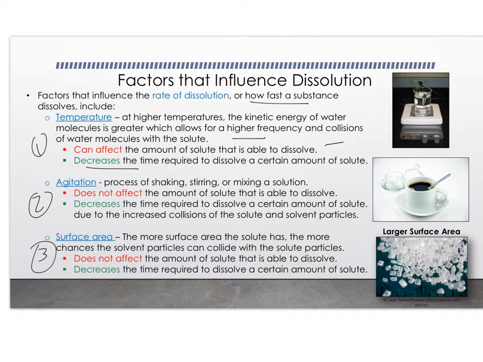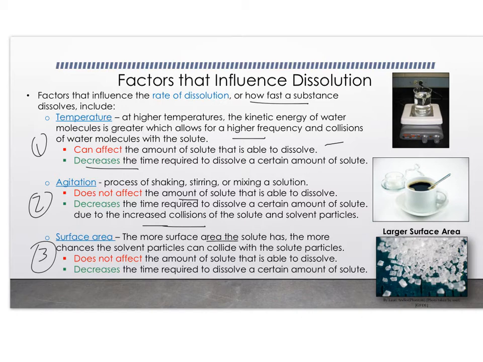Agitation is a process of shaking, stirring, or mixing a solution. This one does not affect how much solute is able to be dissolved, so you can't stir and think you're going to dissolve any more, but it can make the rate of dissolution faster, so you're going to decrease the time it takes to dissolve a certain amount of your solute because you also have increased collisions because you're moving around the solvent.